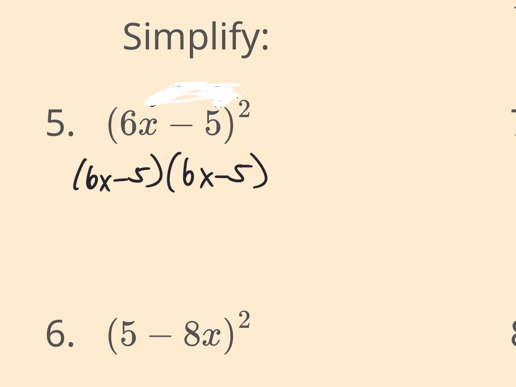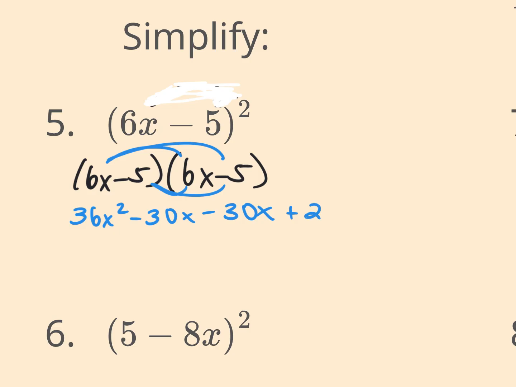Now, this is another special pattern, which I'll show you. If you see it, great. If you don't, no big deal. But when we FOIL this, guys, what's 6x times 6x? 36x squared. Good. What's 6x and a negative 5? Negative 30x. Negative 5 and 6x. Negative 30x. Negative 5 and negative 5. Positive 25.